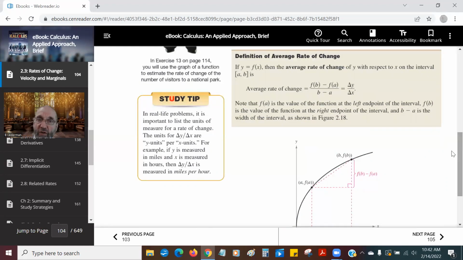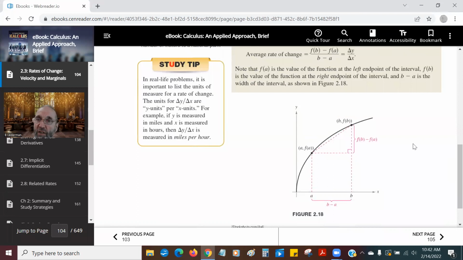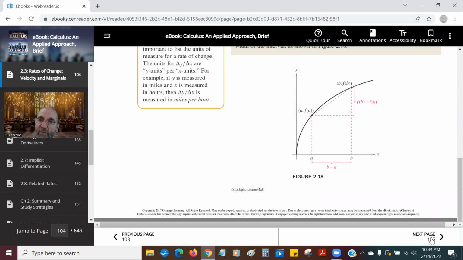So basically, you just figure out the value of the function at the left endpoint, and then the value at the right endpoint. That's b comma f of b, and this little diagonal line there really represents the rate of change. So let's do it in a problem.